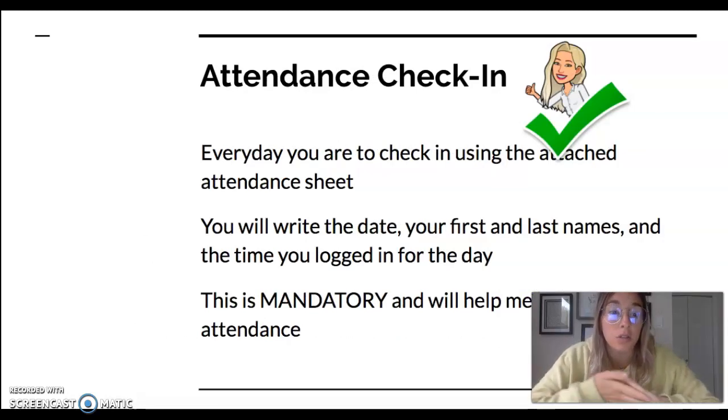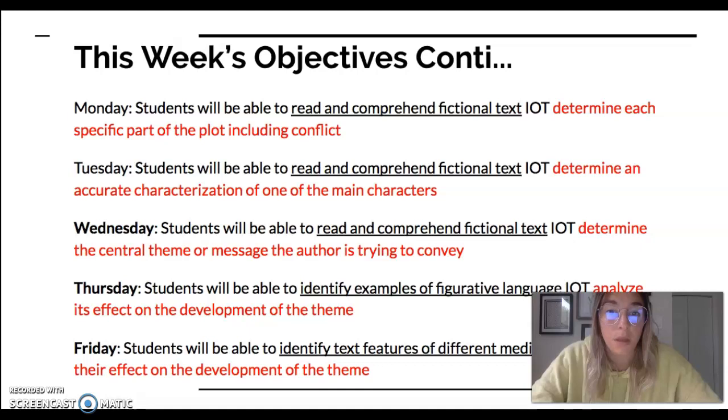Attendance check-in. Also, you guys have been doing really great. A lot of people have been checking in. Again, going to use the same attendance document just to make sure that we have everybody's attendance on the same document so that it's not a whole bunch of documents that I have to keep track of. This is mandatory, and it really, really helps me to keep accurate attendance. If you do not check in, it will be hard for me to make sure that I'm keeping accurate attendance.